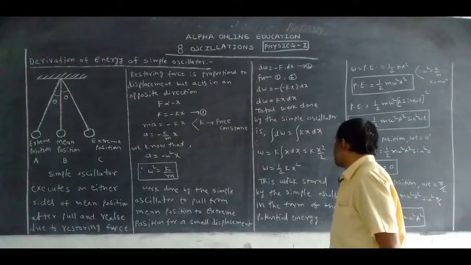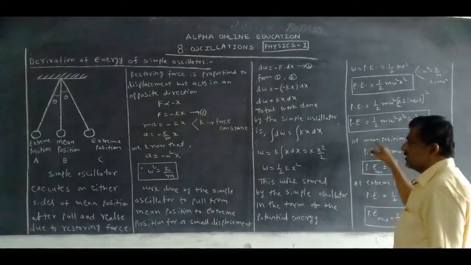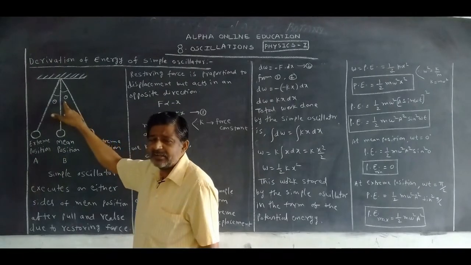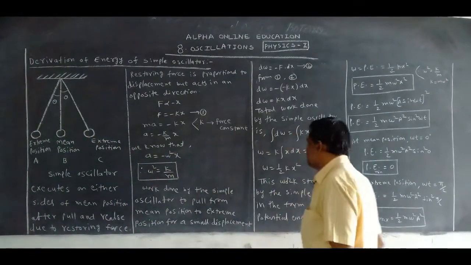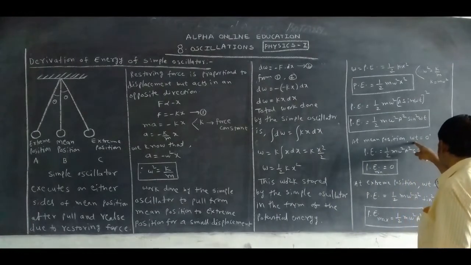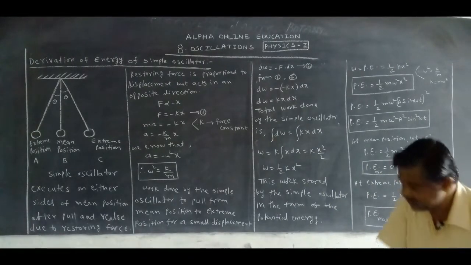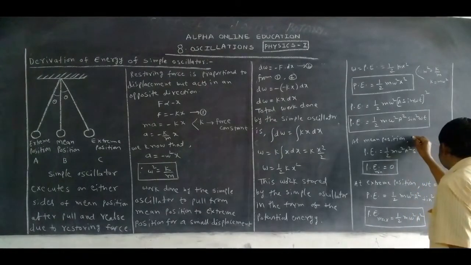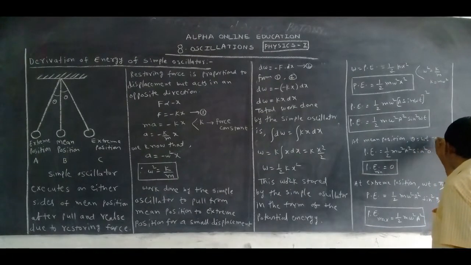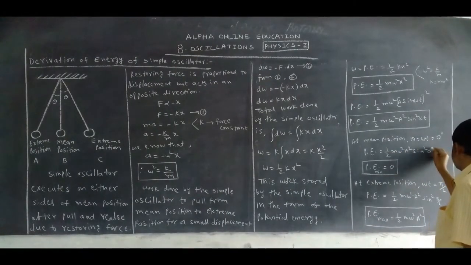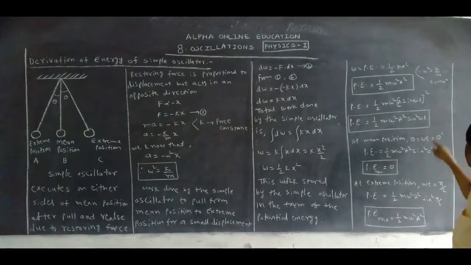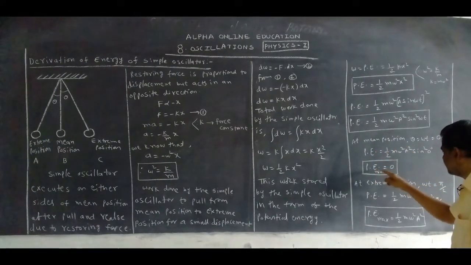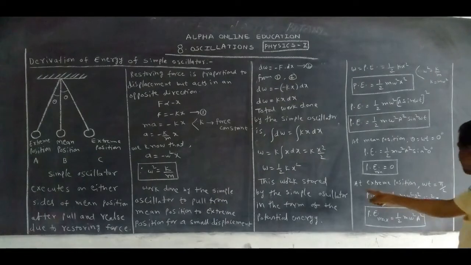Now at mean position, what about theta or omega t? Omega t is equal to 0. At mean position, omega t is equal to 0. Otherwise we can write it like this also: at mean position, theta is equal to omega t is equal to 0 degrees. Substitute that here: omega t is 0, sin 0 is how much? 0. That's why at mean position potential energy is minimum.